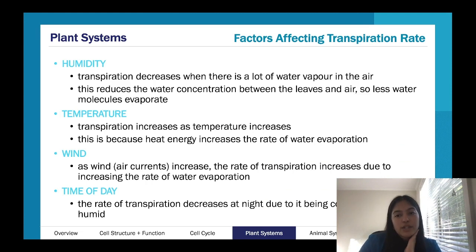Okay, so some factors that affect transpiration rate. We've got humidity, temperature, wind, and the time as well. Again, with these, I know it seems like a lot, but just think of it in relationship to water and it should make sense.